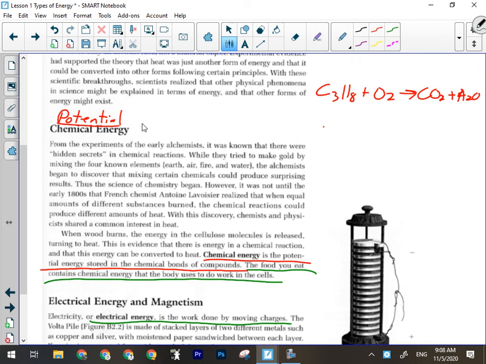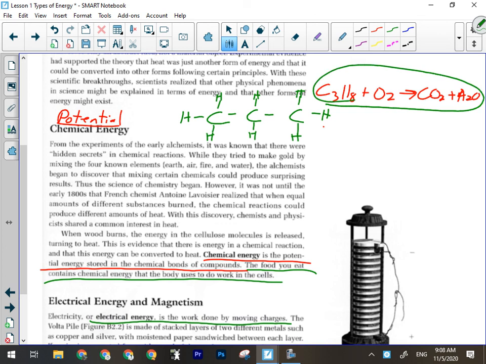So let's say I start up my barbecue. My barbecue burns propane. Propane is C3H8. So the propane molecule looks like this. When I react it with oxygen, that reaction causes all of these chemical bonds between the carbon atoms and the hydrogen atoms to break. Every time one of them breaks, energy is released. And so when I have this combustion reaction go on, I end up with carbon dioxide, water, and heat.